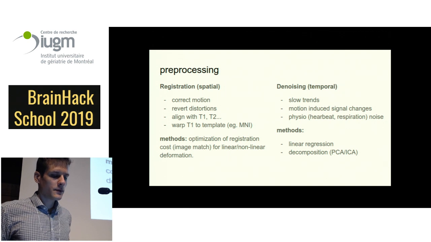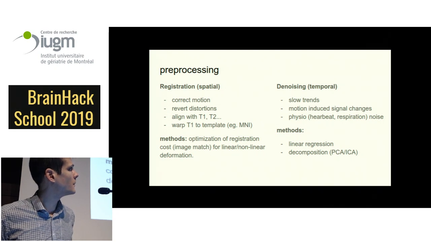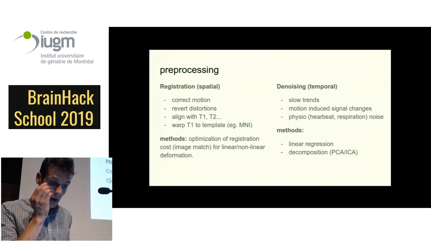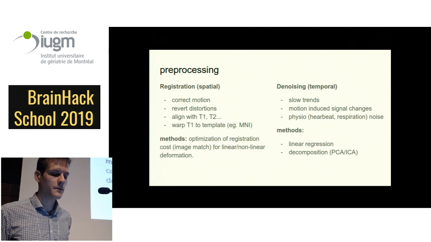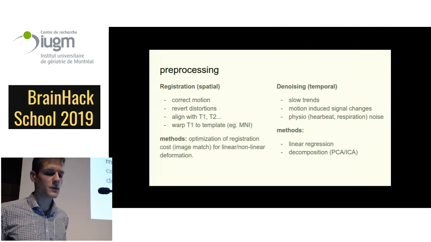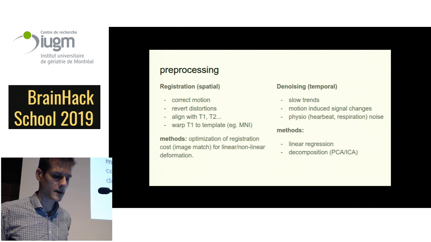On the other side, we have the denoising, which mainly works on the temporal dimension of the data. We're going to try to remove slow trends, for example, which are mainly due to the machine heating, and motion and physiological noise. Usually you have classes of techniques for this kind of correction: linear regression, or you can decompose the signal with PCA or ICA and keep what doesn't look too much like an artifact.